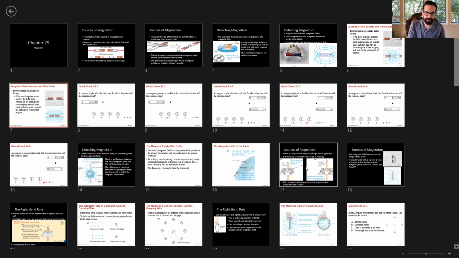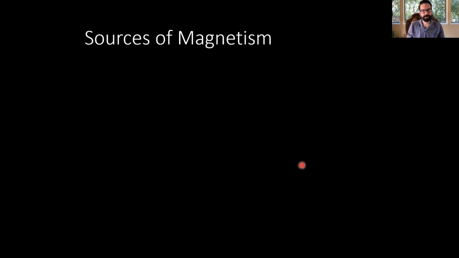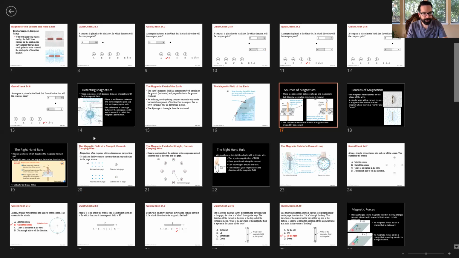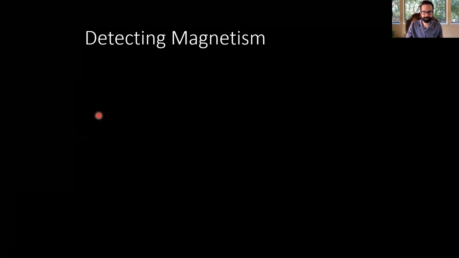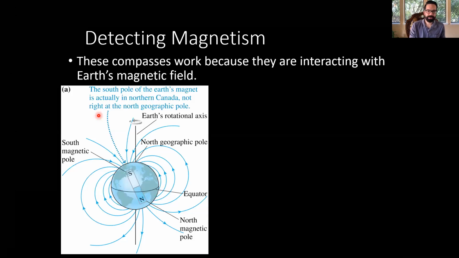I'm going to jump ahead and talk about another source. So one source of magnetism is the, oh, you know what? I do want to show one picture before I leave that. And that's a picture of the Earth, because I think it's interesting. All right, so here's the Earth.